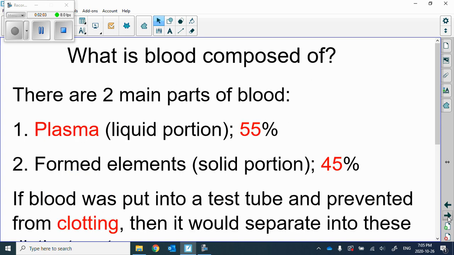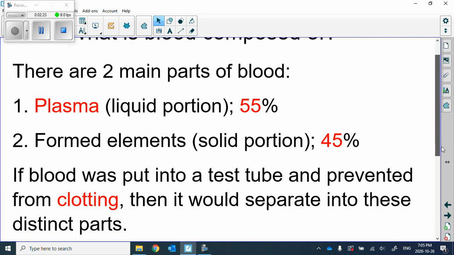So blood has 2 main sections. We've got the plasma section, which is the liquid part, and that's about 55%. And then the formed elements are the solid portion of your blood, and that makes up about 45% of your blood. So if we were to put blood in a test tube, and we were able to stop it from clotting, then it would naturally separate out into those distinct parts.